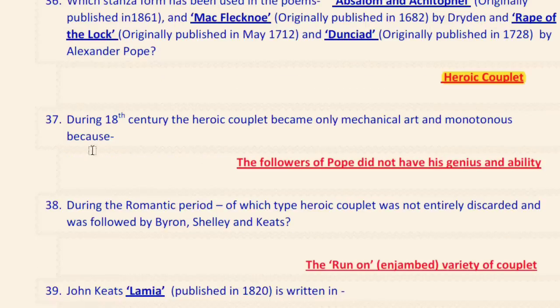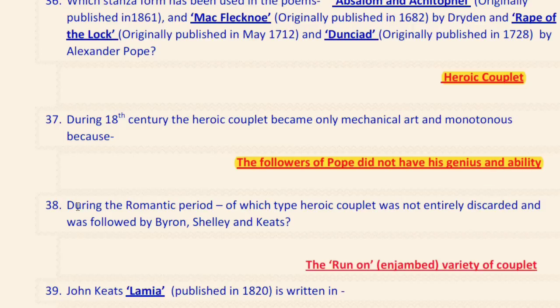Question number 37. During 18th century, the heroic couplet became only mechanical art and monotonous because, the answer is, the followers of Pope did not have his genius and ability.